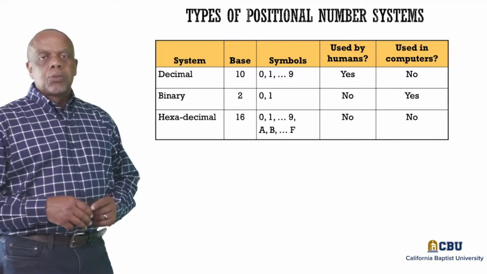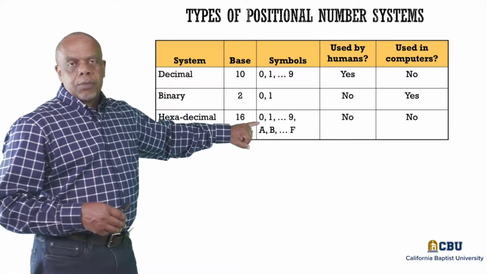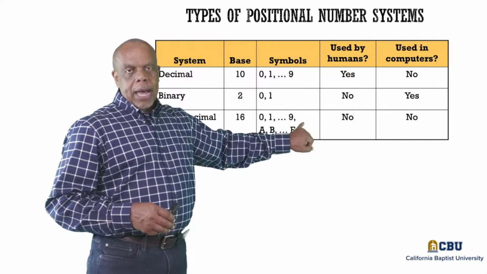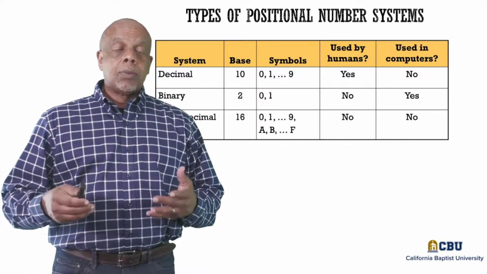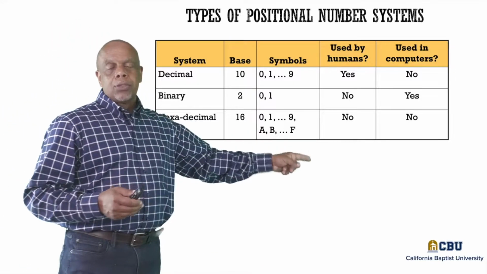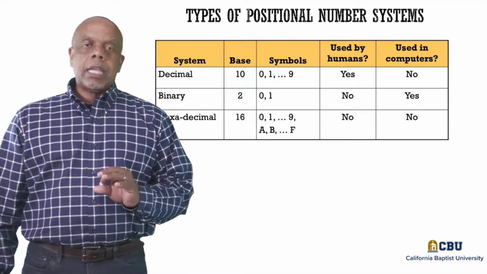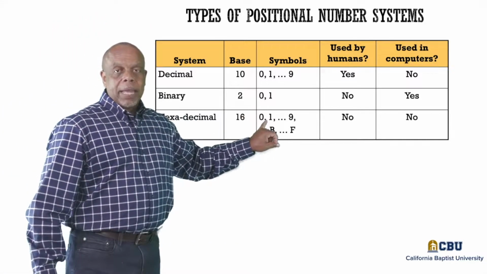So there's a base of 16, and it has 16 symbols or digits from 0 all through 9. And then, since we can't go any higher than 9 with our original numbering, we use alphabets, A through F, to represent the other digits. So that gives us the base of 16.